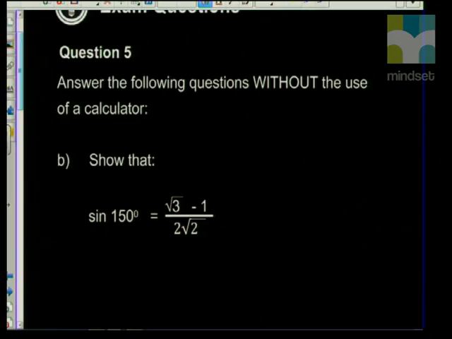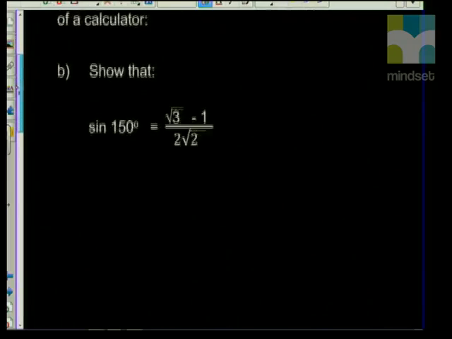Okay, you are given that there is sine of 150 degrees. You need to prove that sine of 180 degrees can be written as root 3 minus 1 all divided by 2 root 2.